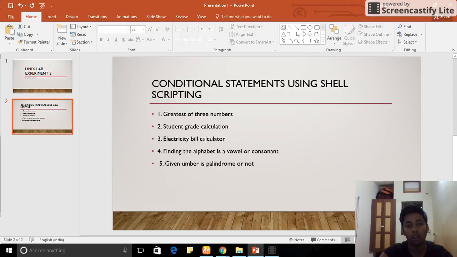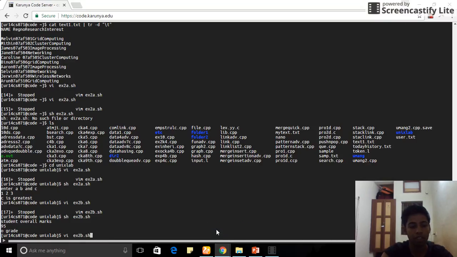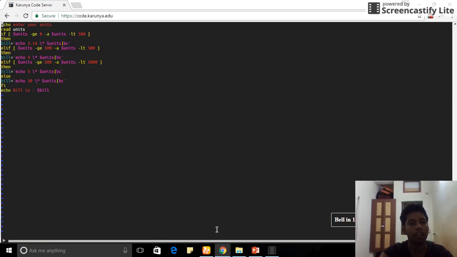Next, I need to calculate the electricity bill. For the electricity bill, what I gave is a condition: if my unit is greater than or equal to 0 (-ge for greater than or equal) and it is less than 100, then the bill I am printing is 3.14 times the number of units. This is the unit rate I am giving and this is the value, the number of units. bc is for basic calculation, and echo is for printing and storing that value in my bill.